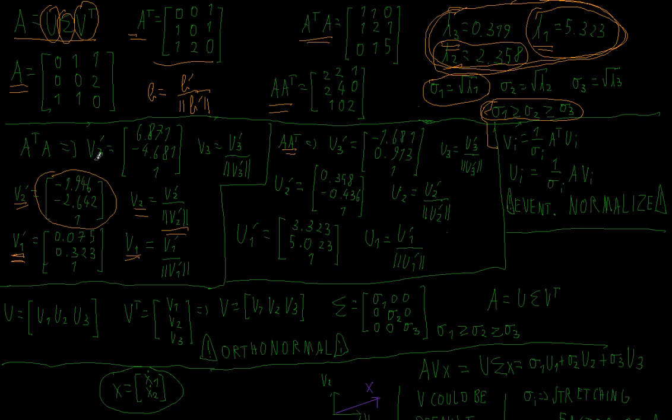And V sub 3 prime is 6.871, minus 4.681, and 1. Again, we normalize it. We get that our normalized vector V sub 3 is V sub 3 prime, this vector here, divided by its length, by its norm. So this vector divided by the square root of 6.871 squared plus minus 4.681 squared plus 1 squared.